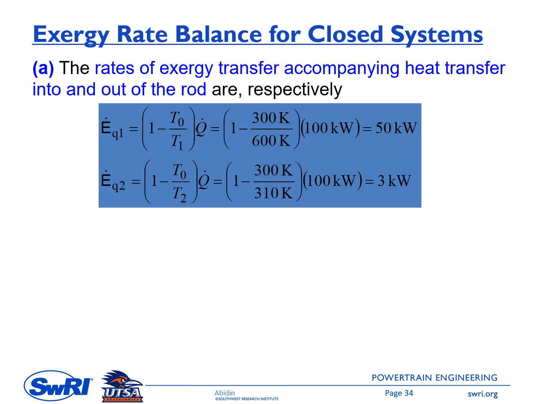The rate of exergy transfer accompanying heat transfer into and out of the rod can be estimated by this formula. On the left side is the exergy transfer going into the rod. We have T0, and T1 is also given as 600 Kelvin, and Q is also given there. So here we have 50 kilowatts from the left side. Then on the right side is the exergy that leaves the rod. Here we have this formula, where we replace T1 by T2. So the exergy transfer leaving the rod is 3 kilowatts. You can see that exergy is not conserved: entering the rod, we have 50 kilowatts of exergy, but leaving the rod, we have only 3 kilowatts.